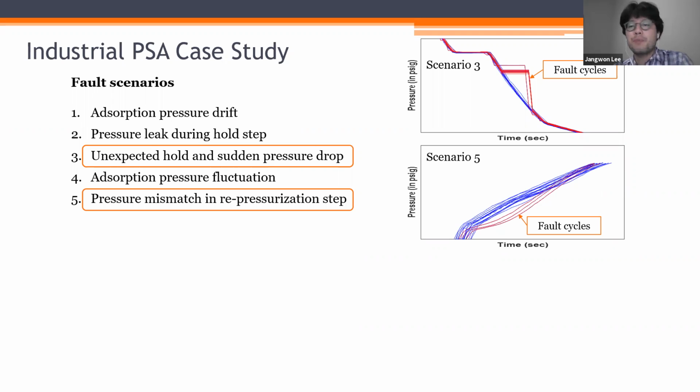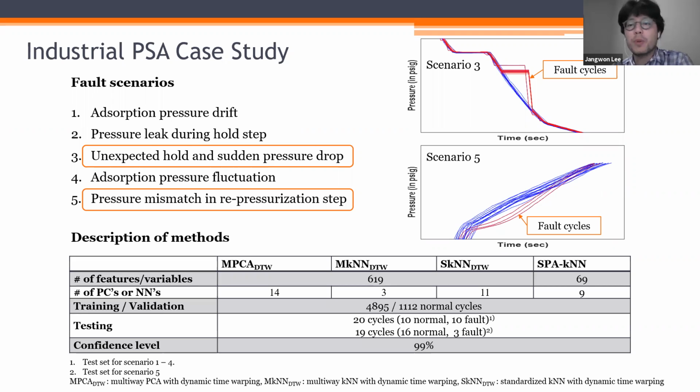In this study, we compare the proposed method to 3 different fault detection methods: multi-way PCA, KNN, and standardized KNN. Before performing the fault detection for these three methods, we employ dynamic time warping for each step to have the same duration. All the parameters are determined by cross-validation, and a 99% confidence level is used for the threshold.